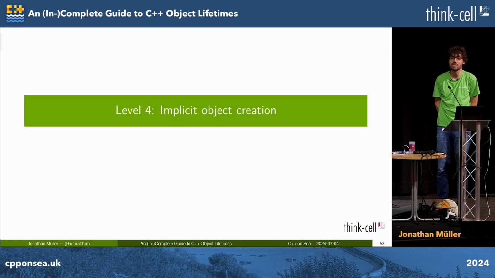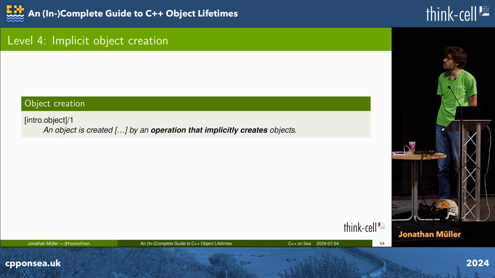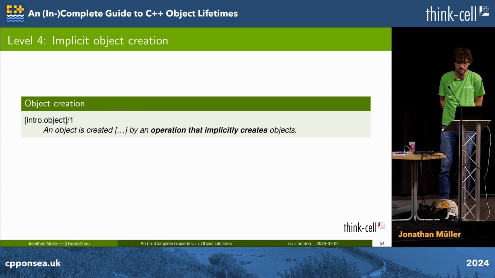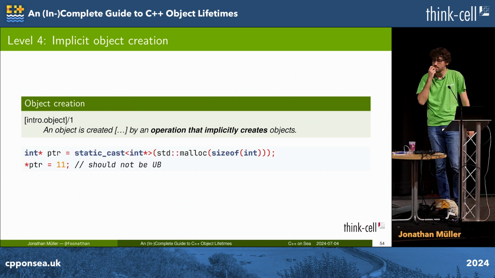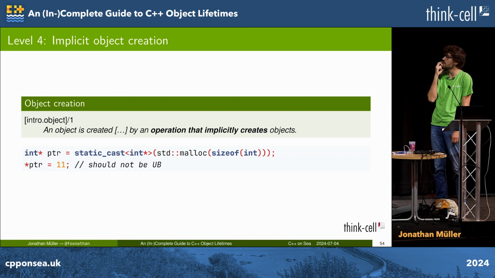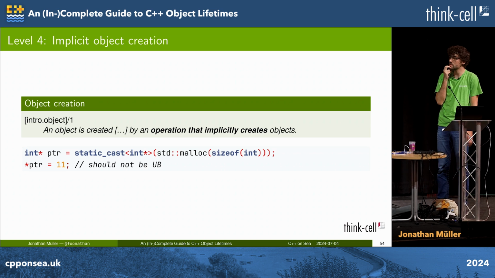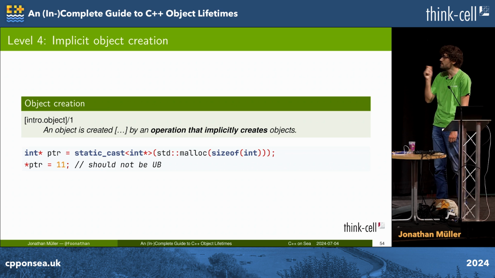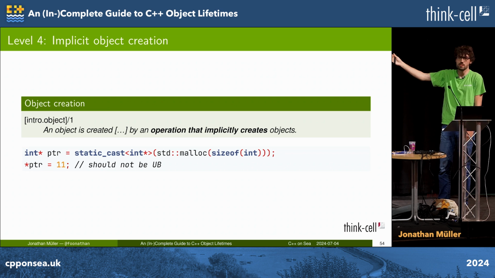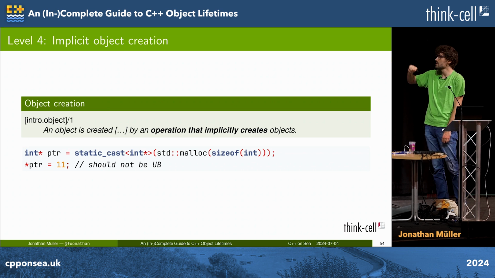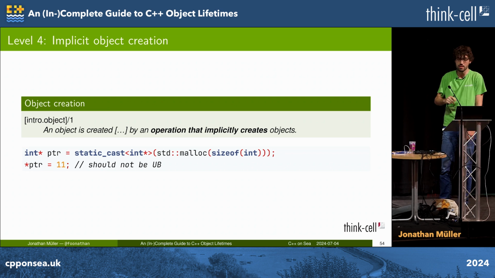So let's talk about implicit object creation. An object is created by an operation that implicitly creates objects, which again is a great tautology. It doesn't tell you anything. The idea is the following. This is C-style C++ code. We malloc an int, and then we immediately dereference it to assign it a value. And under all the rules I've presented so far, this is undefined behavior, because we don't have an int object, right? We just allocated storage for one. So the assignment should be undefined behavior under the rules.